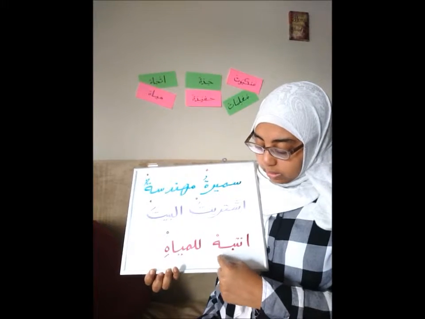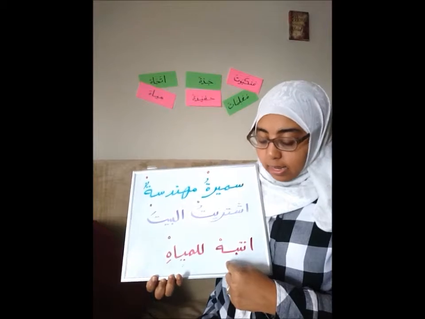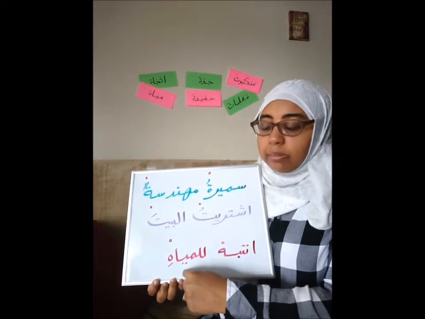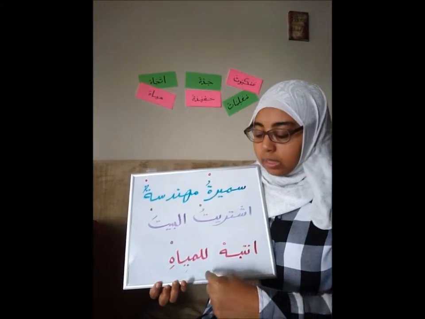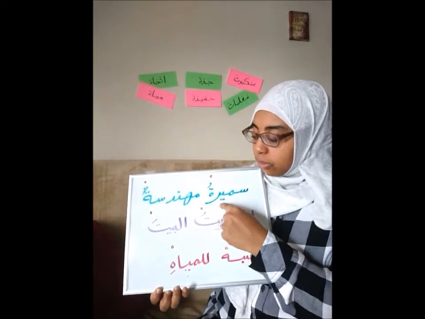And finally, if you put a sukoon on the ha, you still pronounce it as a ha. Intabih lil-miyah. So this is where the confusion comes.